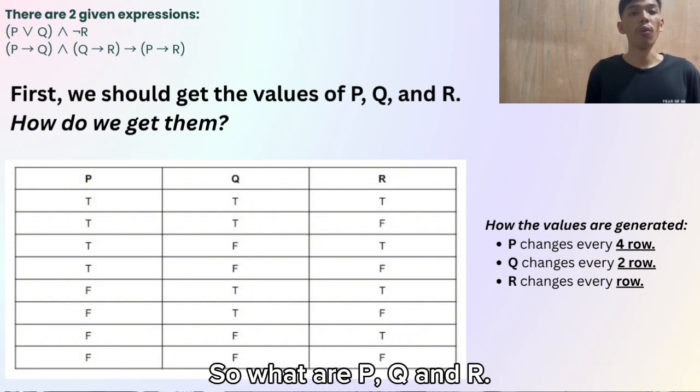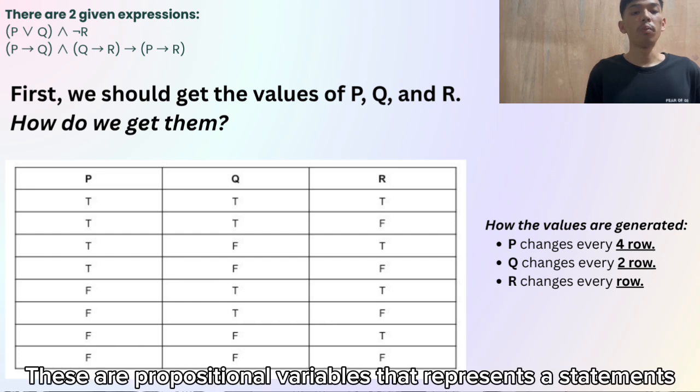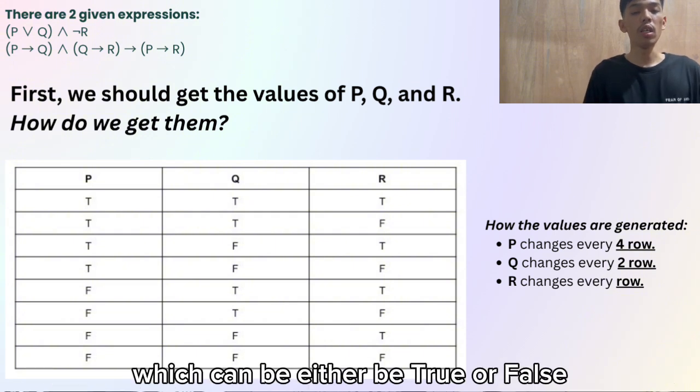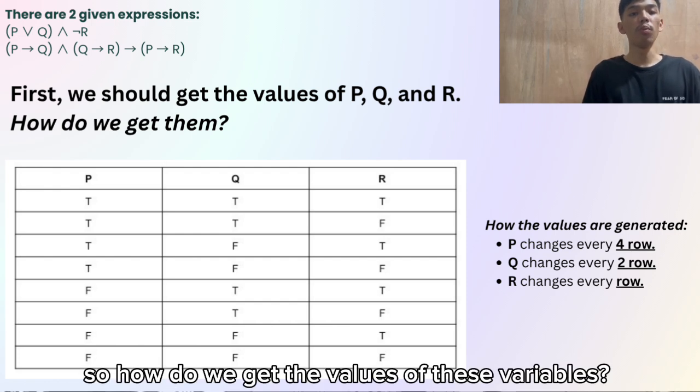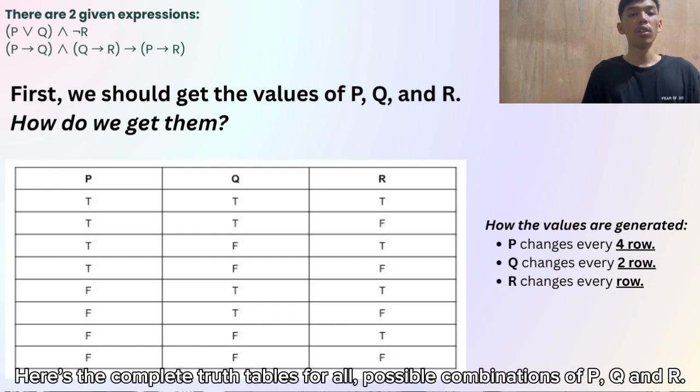So what are P, Q, and R? These are propositional variables that represent statements which can either be true or false. So how do we get the values of these variables? Here's the complete truth table for all possible combinations of P, Q, and R.